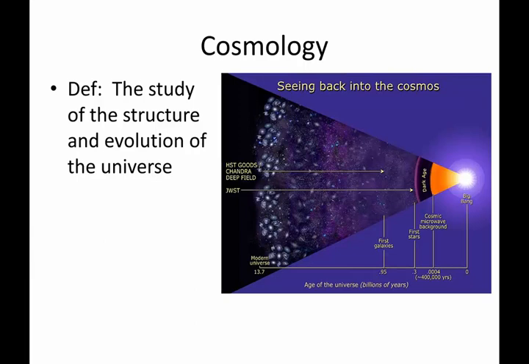In this section, we're going to talk a little bit about cosmology and begin that topic, and talk a lot more about Olbers' Paradox. So let's start with cosmology. This is one of those definitions that you definitely need to know. Cosmology is defined as the study of the structure and the evolution of the universe. So how's the cosmos put together, and how has it changed through time?